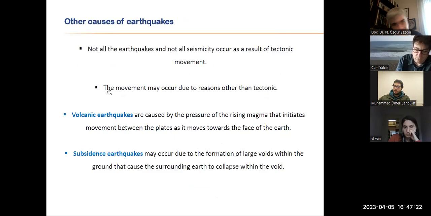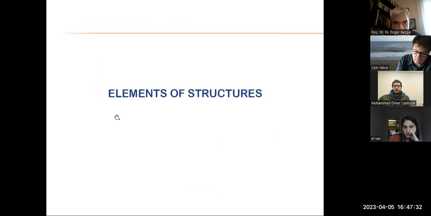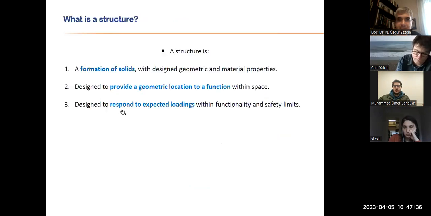So I would like to pass on these slides for the volcanic earthquakes, subsidence earthquakes, hydraulic earthquakes, explosive earthquakes. There are other generators of plate motion. And I'd like to talk more about elements of structures.